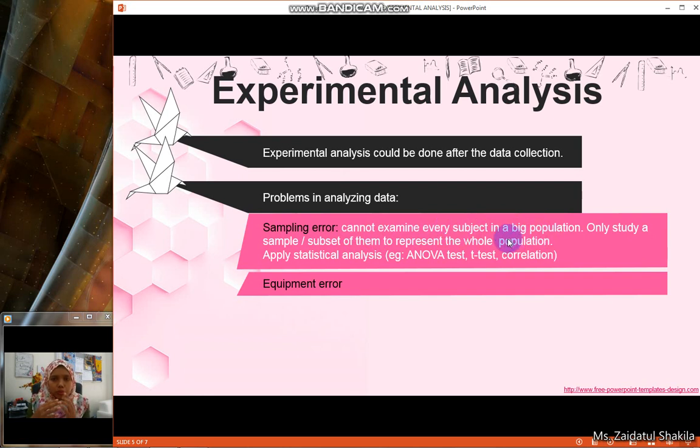I'll give you an example. Let's say you want to determine obesity among Generation Z in the Malaysian population. How are you sure that you get every sample in each region in Malaysia? So you only study a sample or subset of them to represent the whole population. Other than that, you can use statistical analysis, for example, ANOVA test or t-test or correlation, to reduce your sampling error. Another problem during analyzing data is equipment error.